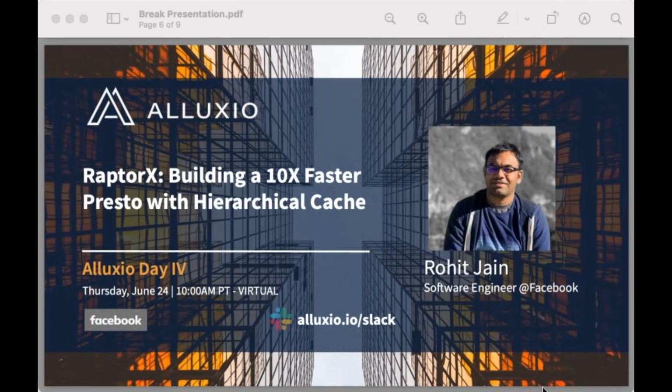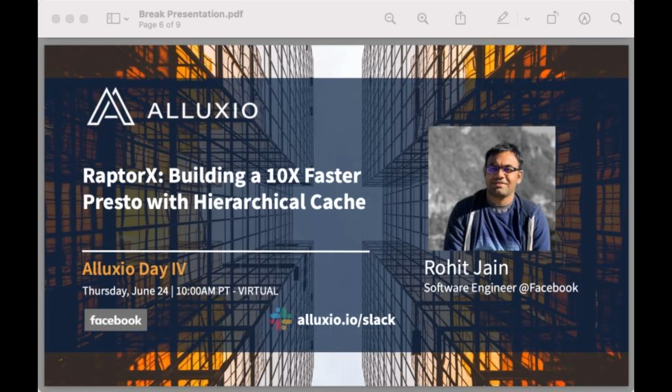Hey, Rohit, thank you so much for the presentation. It's very informative. I just have a question about the Affinity. What kind of hashing are you using for this Affinity? I have some concern about what happens if some worker goes offline or stops responding: will RaptorX rebuild the entire cache or something?